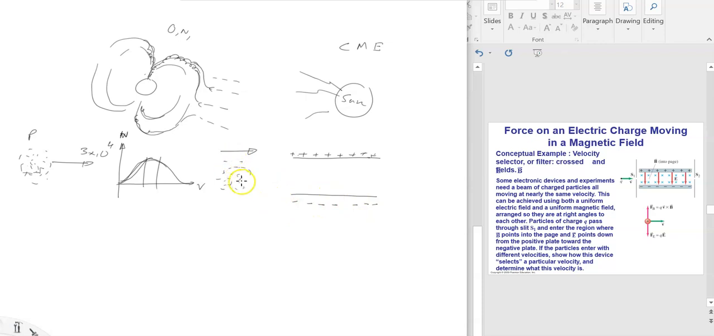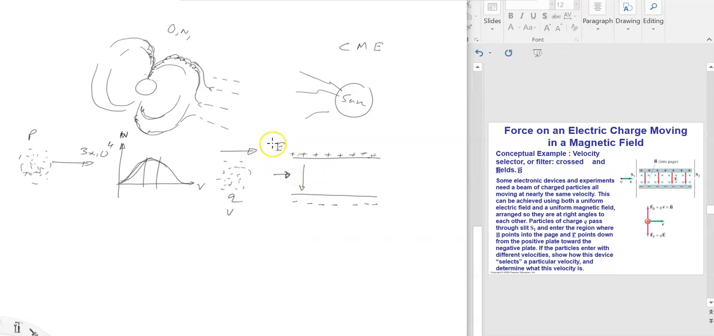Okay, let's say all these particles have the same charge q, and they have the velocity v. So they're coming in. Once the charged particle enters an electric field, now let's say the electric field in this area is E, and it's pointing downwards.